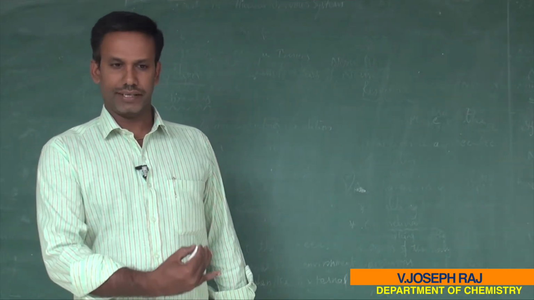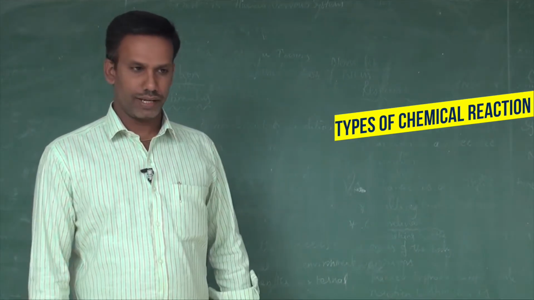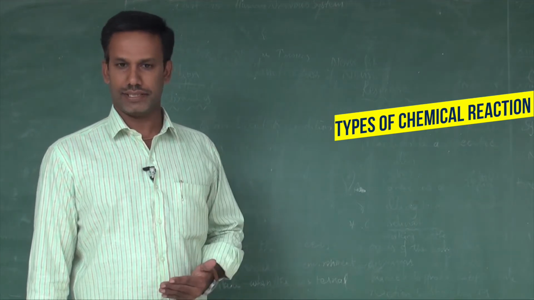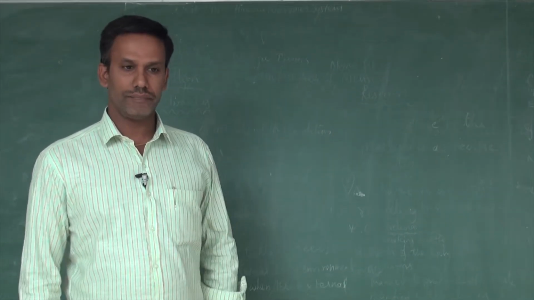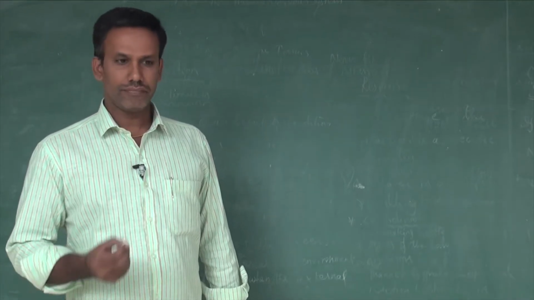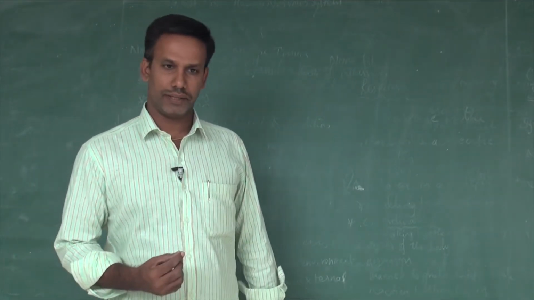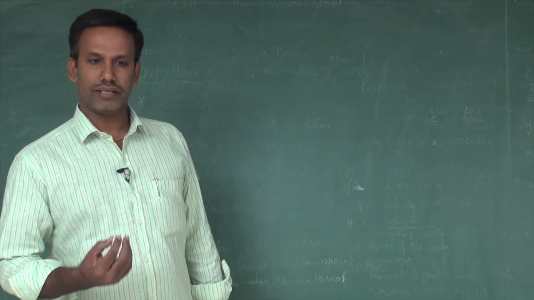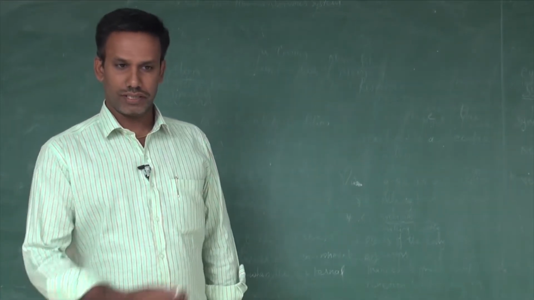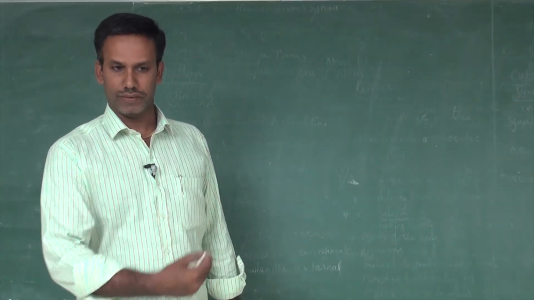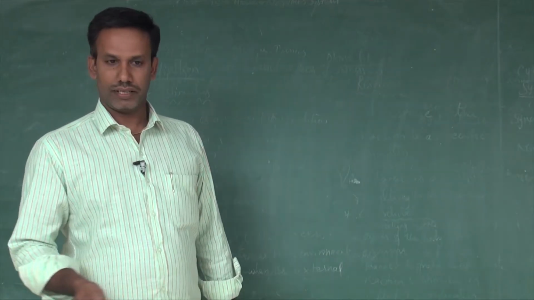So far we have seen types of chemical reactions. Today, in the types of chemical reactions, we are going to see about equilibrium, the pH scale, the ionic product of water, and then the pH calculation. These are the topics which we are going to cover in today's class. Let us see one by one.